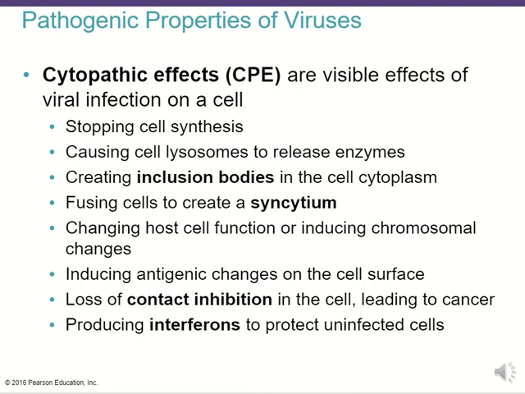inducing antigenic changes on the cell surface, including the surface proteins on that particular organism, plasma membrane, or cell wall in certain cases, a loss of contact inhibition in the cell, which can eventually lead to cancer, such as when cells, instead of growing in a particular, say, sheath, eventually clump up, resulting in maybe tumors. And also producing interferons that protect the uninfected cells.